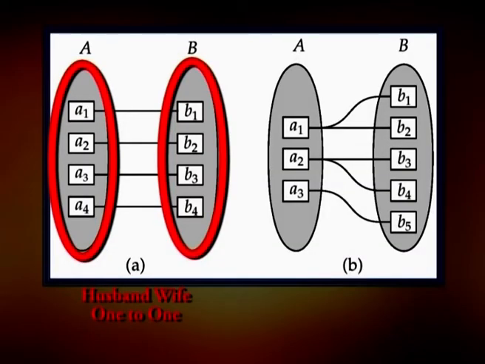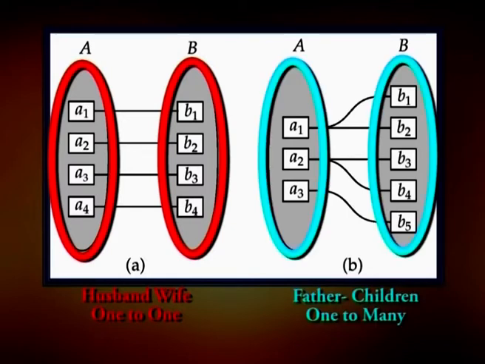Part A of the figure shows the husband and wife relationship, which is 1 to 1, as a husband can have only one wife, whereas figure B shows the relationship of father and his children, which is 1 to many, as a father can have one or more children.